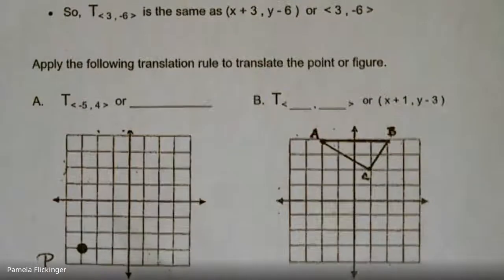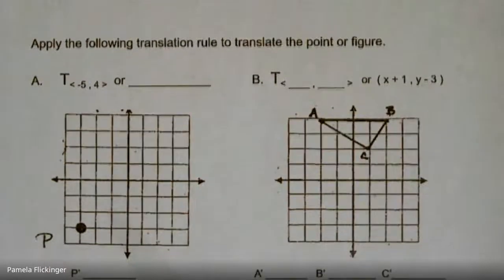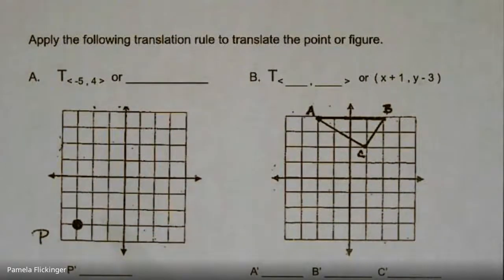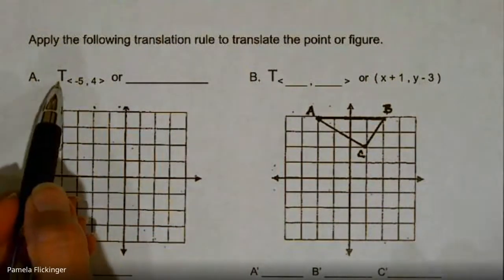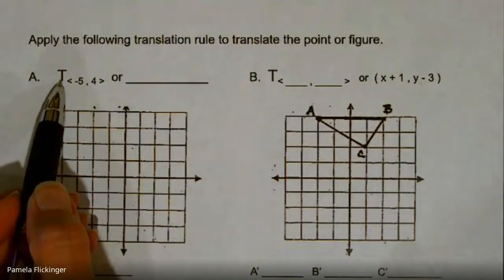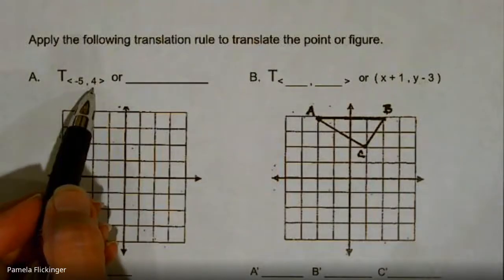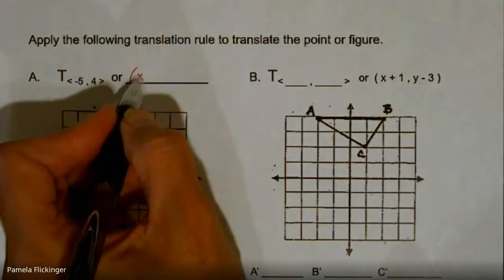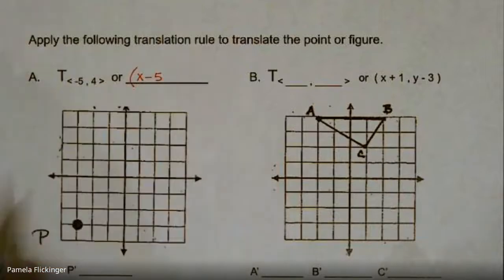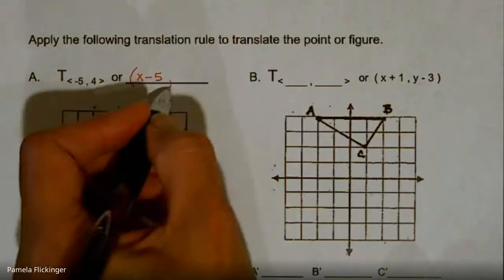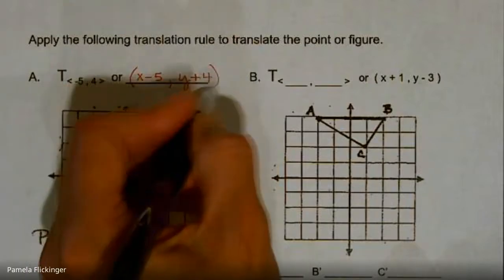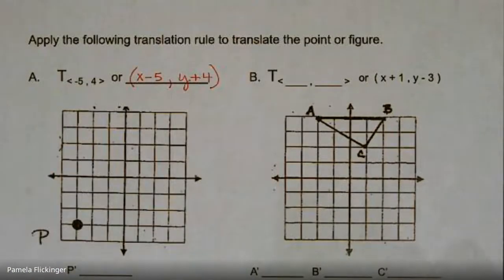So down here, we want to apply the following translation rule, and then actually translate the point or the figure. If this is written in component form, so we've got the T with the -5, 4, that would be the same if I wanted you to write it in coordinate form as x minus 5, since it's a -5, comma, and then y plus 4 because it's a positive 4. It's just another way to write it.